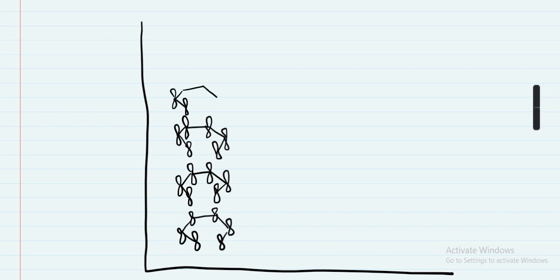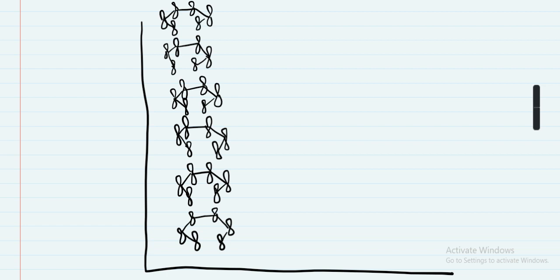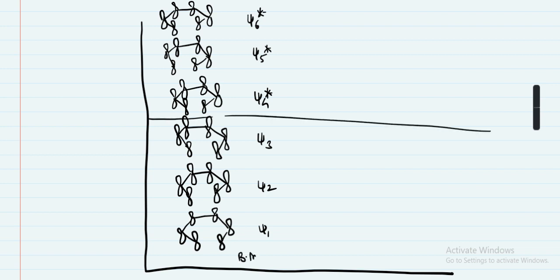You have to draw, like that, the fourth, the fifth, and the sixth one. Therefore you have to give psi 1, psi 2, as per our discussion psi 3, psi 4 star, because half should be the antibonding molecular orbitals, psi 5 star, psi 6 star. The lower 3 are the bonding molecular orbitals, and the above 3 are the antibonding molecular orbitals.